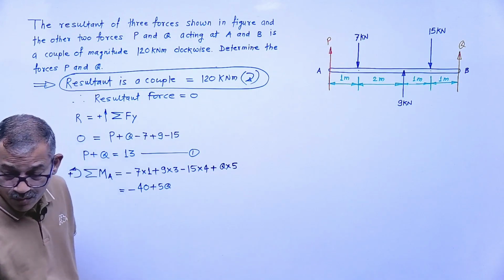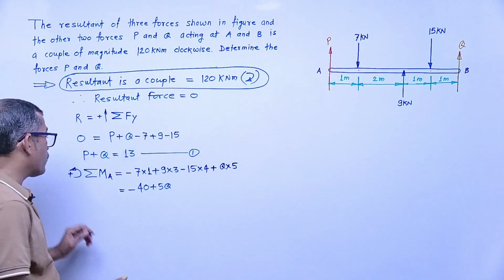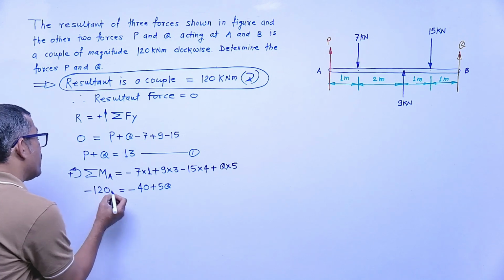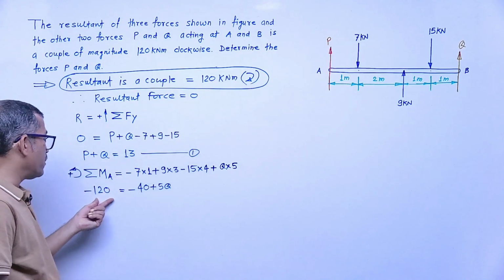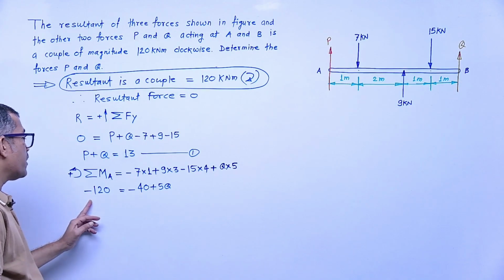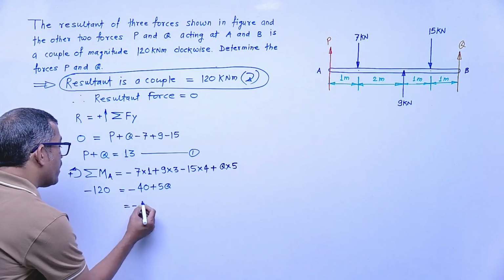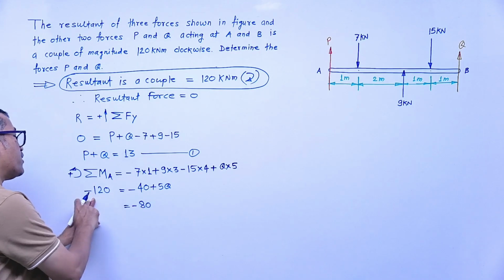And this sum of moments, means resultant moment, is what? 120 kilonewton meter clockwise. So can I write minus 120? Clockwise है, that's why minus. Clockwise है means as per sign convention 120 will be written with minus sign. Now this 40 if we take here, plus हो जाएगा. Minus 120 plus 40 means what? Minus 80.